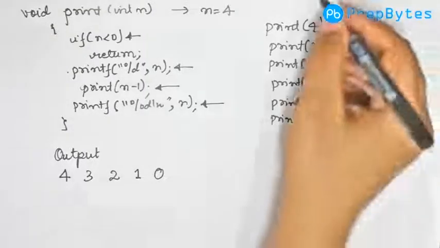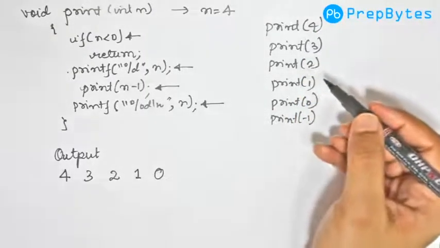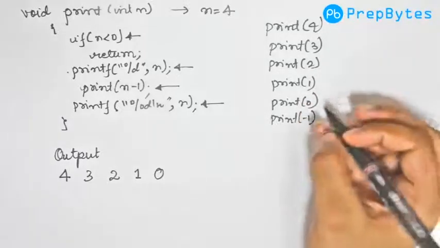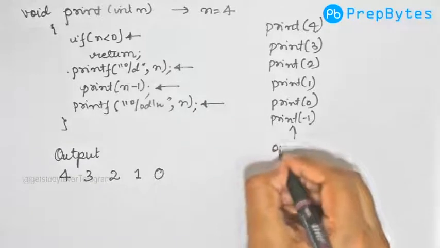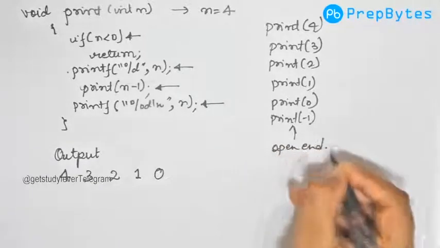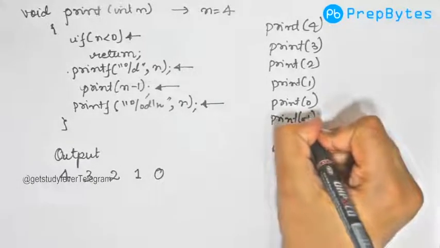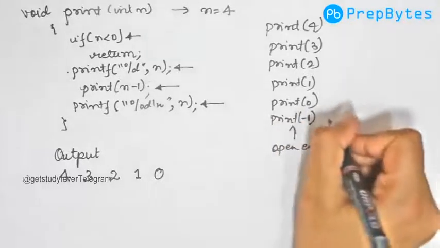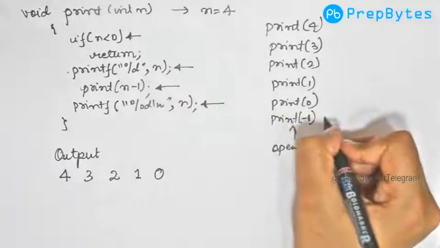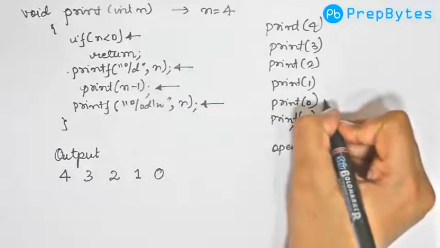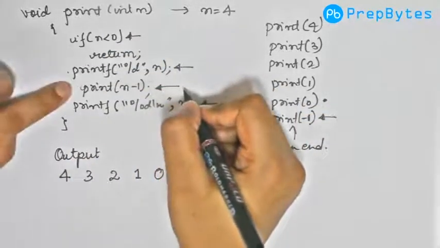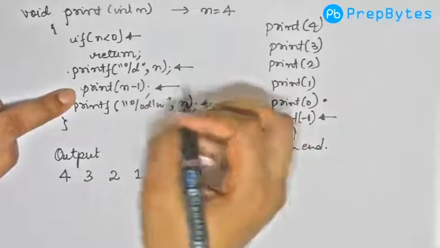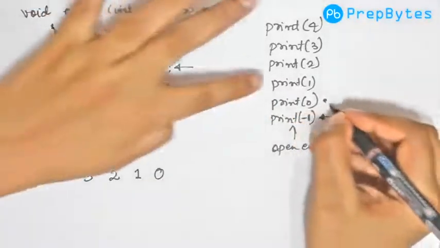So what will happen is, okay, I've drawn a kind of opposite stack. So let's say this is the open end of the stack. Now print of minus 1 has nothing to return, so it will just be removed from the stack, and the control will go here. So again the control will come to print of 0. Okay, see, print of 0 got executed.